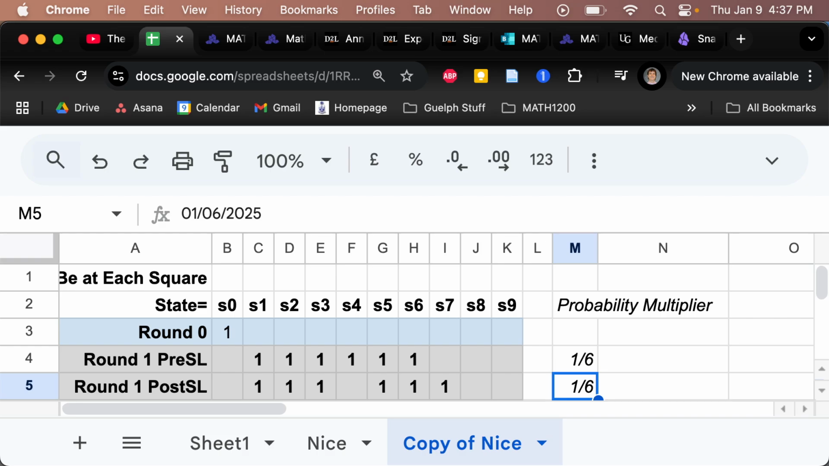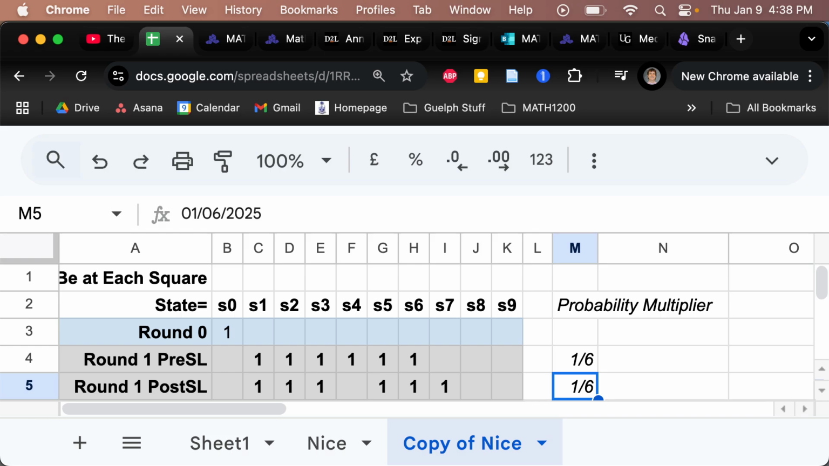Okay, great. That was round 1. Now let's figure out round 2. And I think this is the big innovation, the big way of thinking about it. When you figure out round 2, all you have to do is repeat what we did from round 0 to round 1, but do it for each of these positions, right?